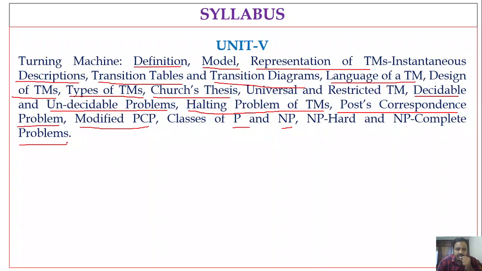So totally in this unit we have two parts. In the first part, we are going to discuss the Turing machine, and we will see how to implement the Turing machine for different languages. The second part is about the computational problems, where we will see the differences between decidable and undecidable problems, the halting problem of Turing machine, the post correspondence problem, and then we will classify the computational problems into classes like P, NP, NP hard, NP complete. These are the total topics that we are going to discuss in this particular unit.